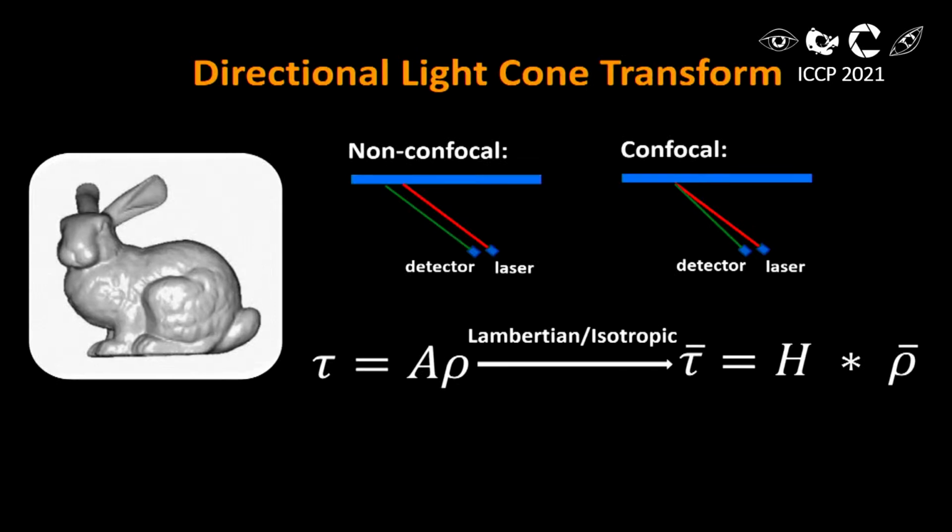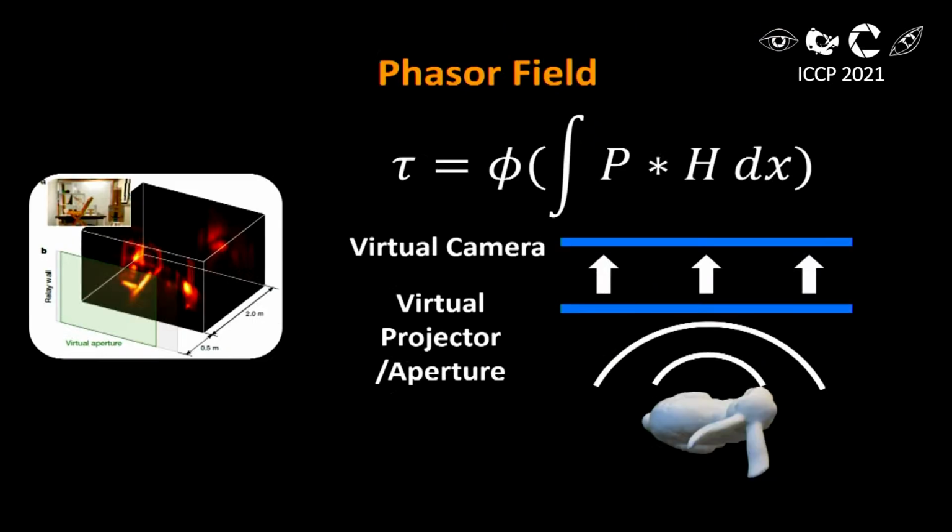LCT proposed the confocal setting, which sets the illumination point and the detection point at the same location on the wall. In this talk, we will always use the confocal setting, with the assumption of non-Lambertian or isotropic reflection of the object. LCT and DLCT transform the inverse imaging problem into a deconvolution problem and solve it with Wiener filtering. The Phasor field uses the Rayleigh-Sommerfeld diffraction operator to formulate the NLOS imaging problem as a wave imaging problem, and solves it using deconvolution technique.